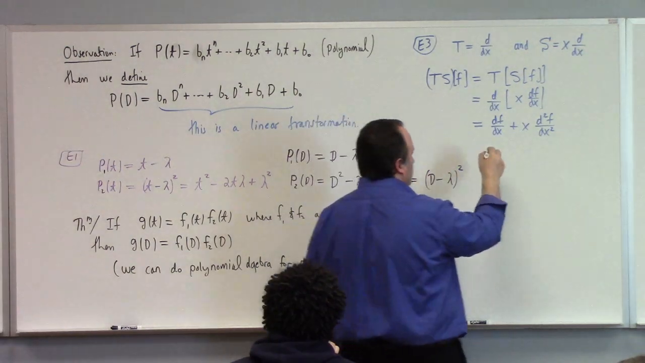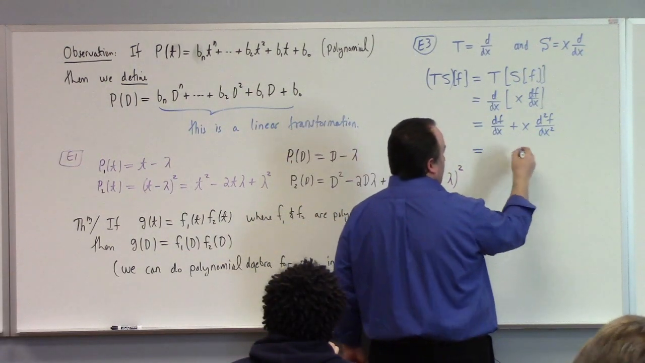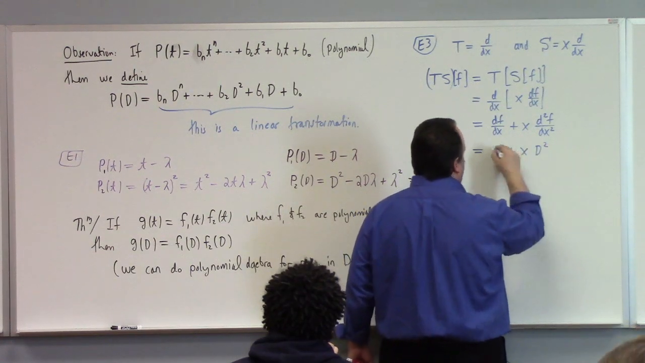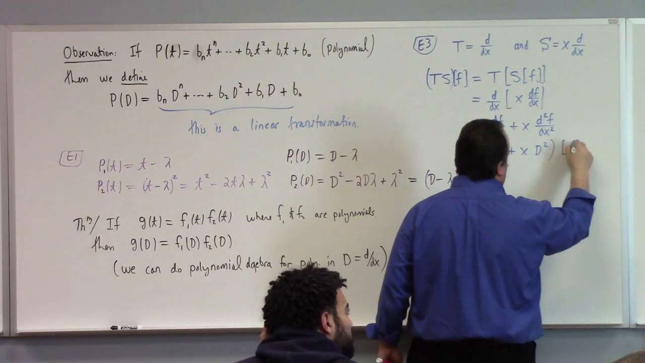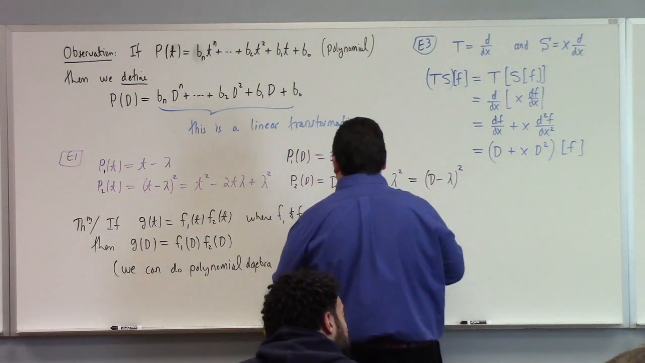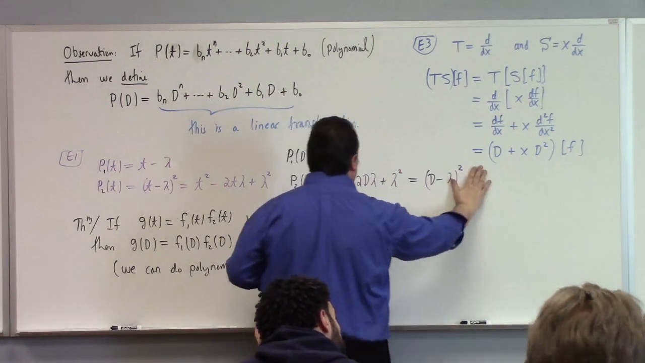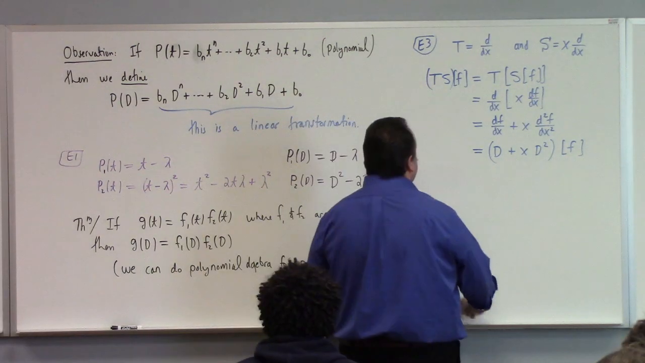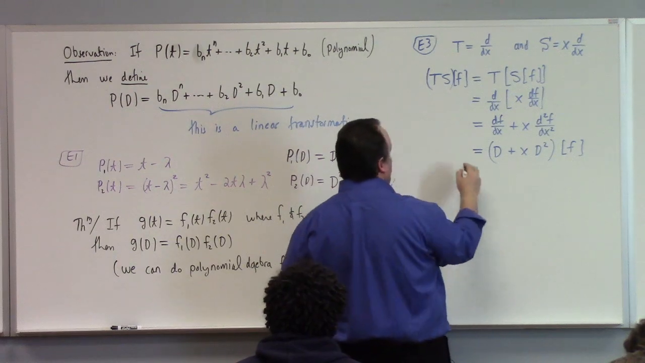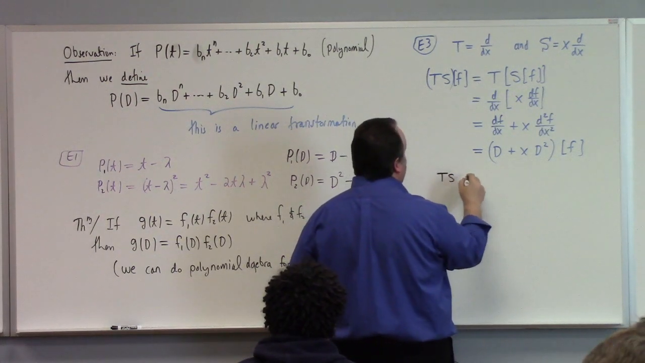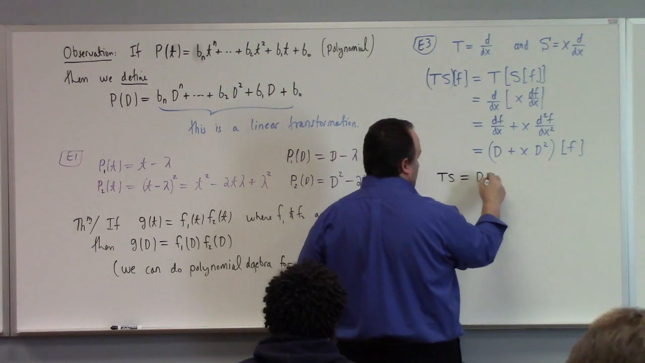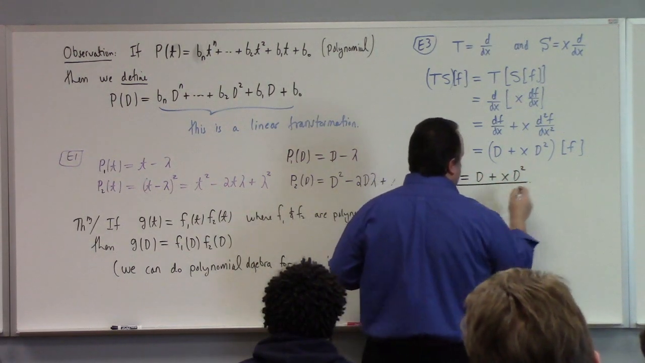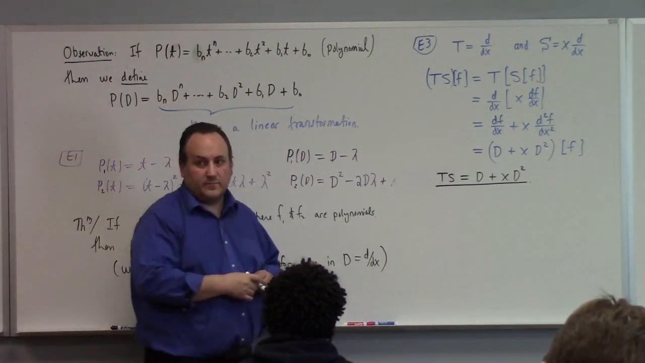Or whether or not you want me to, I'm going to rewrite this as D plus x D squared acting on f. All right? So this calculation shows you that TS is actually equal to what? TS is the differentiation operator plus x times the square of the differentiation operator. All right?